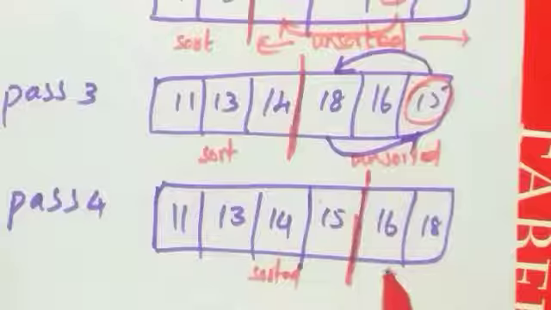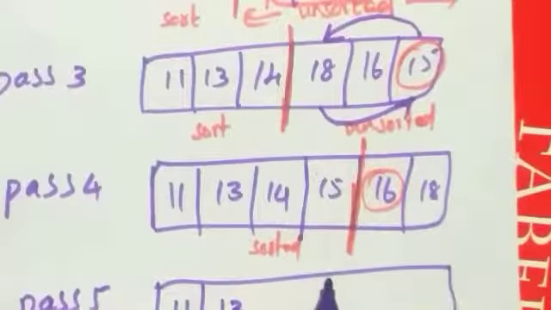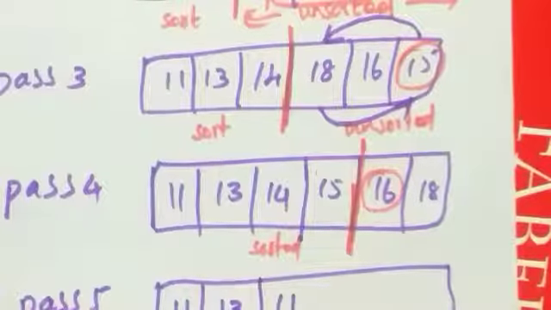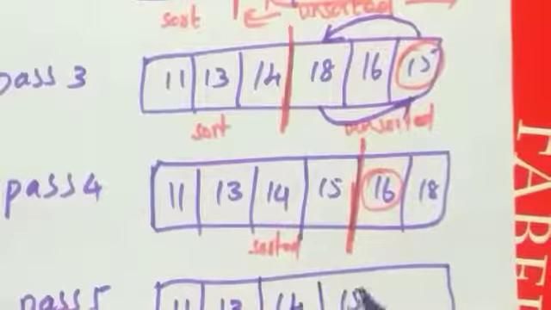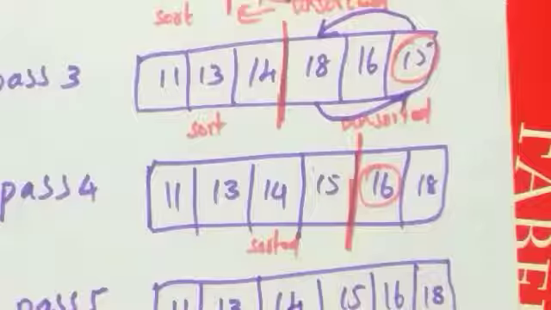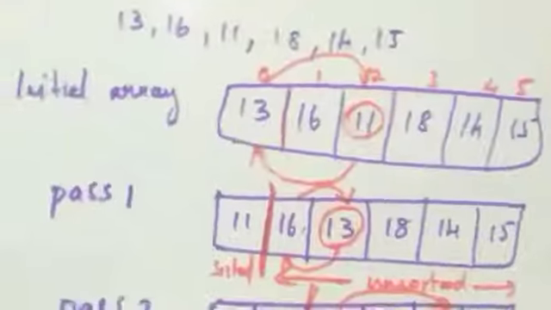Now check these two elements. Which one is smallest? 16. 16 is present in its correct position, so no need to exchange. In the fifth pass, write the sorted elements: 11, 13, 14, 15, 16, 18. Finally, at the end of the fifth pass, we got the sorted elements of the array. This is the way you have to do the selection sort. Okay, thank you.